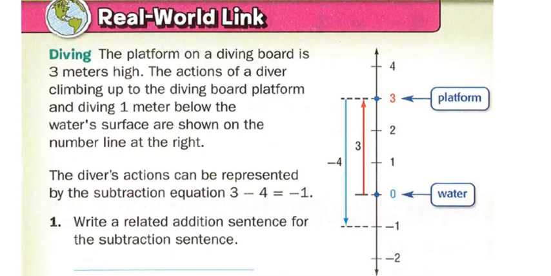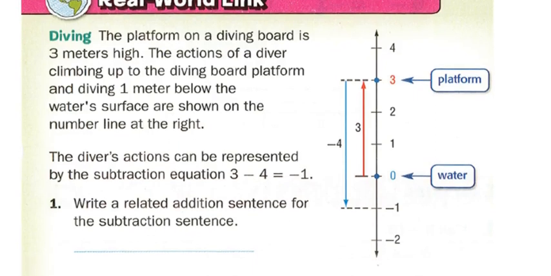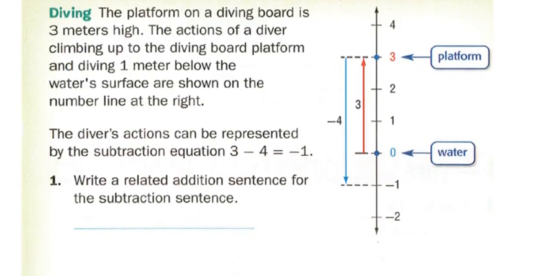The platform on a diving board is 3 meters high. The actions of a diver climbing up the diving board platform and diving 1 meter below the water's surface are shown on the number line at the right. The diver's actions can be represented by the subtraction equation 3 minus 4 equals -1. Rule number 1, write a related addition sentence for the subtraction sentence.